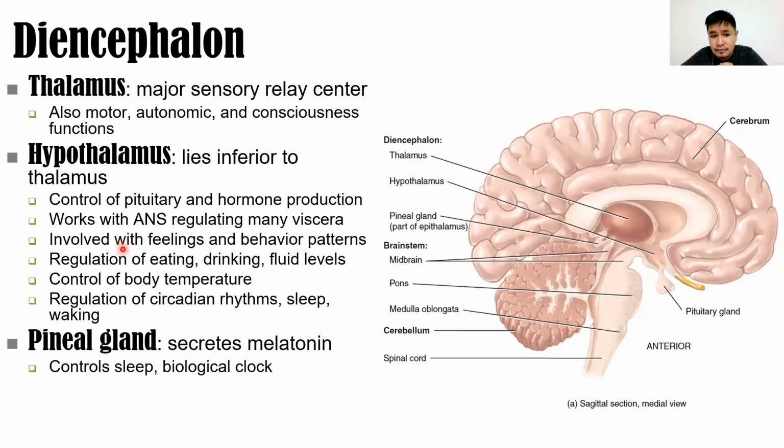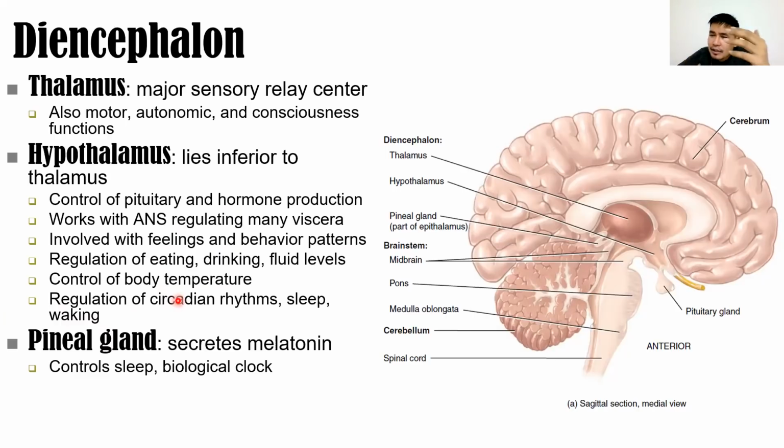Your hypothalamus also is involved with feelings and behavior patterns, regulation of eating, drinking, and fluid levels, control of body temperature, regulation of circadian rhythm, sleep, and waking. There are many functions of the hypothalamus. So your hypothalamus is really important. Circadian rhythm is like the sleep and waking cycle. Melatonin is a hormone that induces you to sleep, and it increases or decreases depending on the environment. When there is light, it stimulates the melatonin to be decreased in secretion.